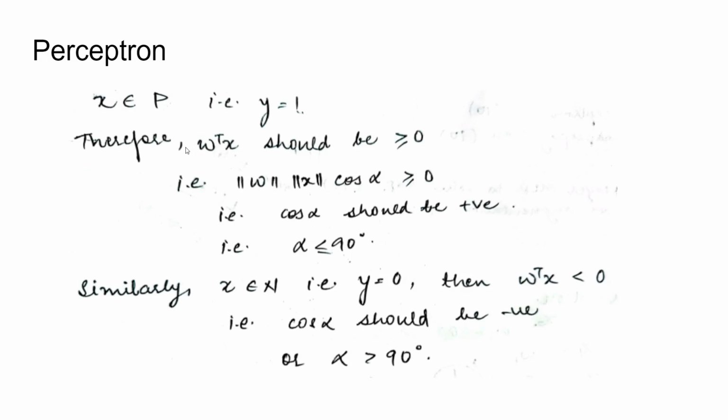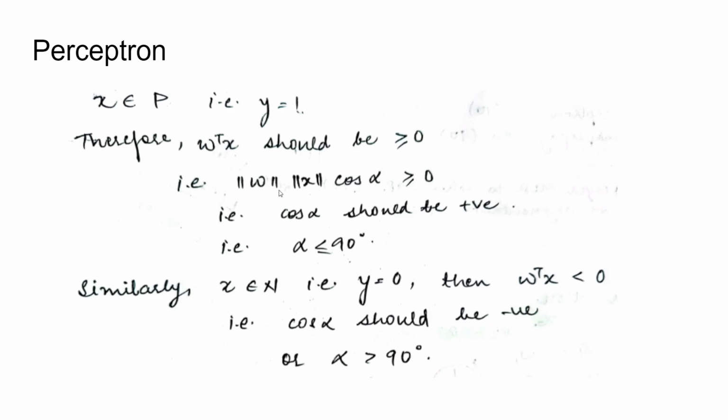Okay, and now suppose there is an x which belongs to some positive class p. x belongs to positive class p means that y will be assigned a label of 1. In this case, what we want is that this w transpose x should result in a value which is greater than or equal to 0. Expanding the dot product formula, we get norm of w into norm of x into cos alpha should be greater than or equal to 0.